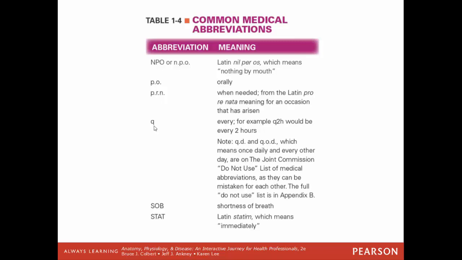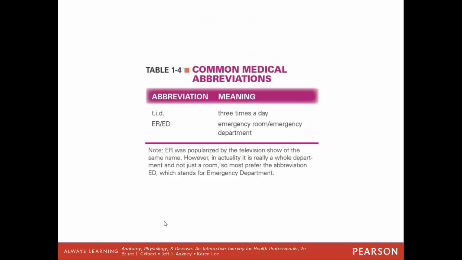Q is always in reference to every. Like if you're supposed to take medicine every 2 hours, it would be Q2H, so for every 2 hours. SOB doesn't mean what you think it means, it actually means shortness of breath. Stat means immediately in Latin, that's where that term comes from. TID, three times a day. And of course ER or ED, depending on what hospital you're dealing with, emergency room or emergency department. All these are a very short list of very common abbreviations that you'll find in the medical profession.